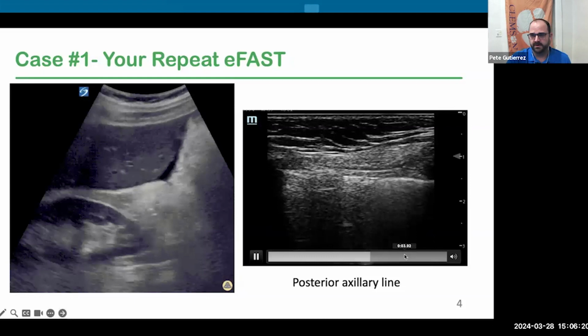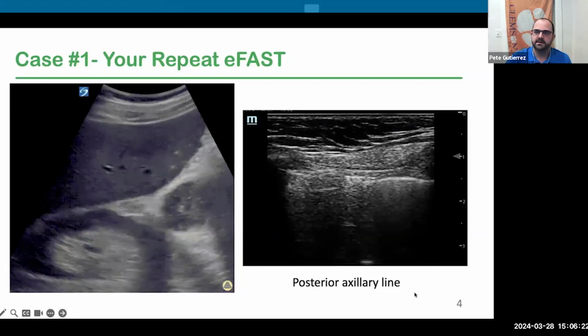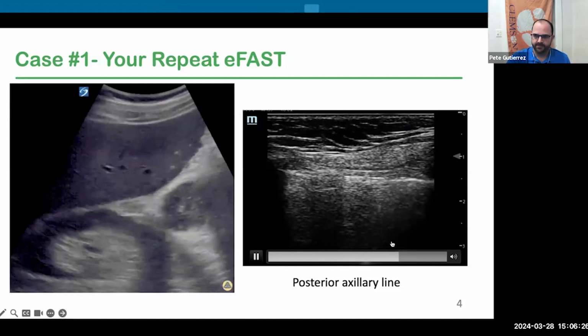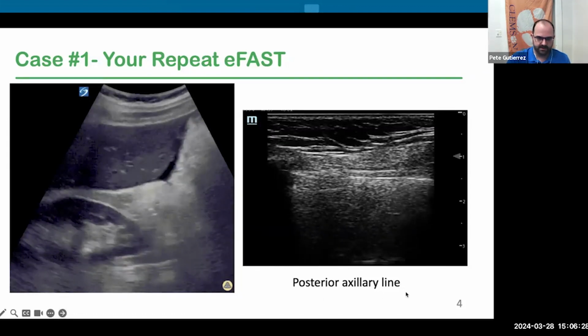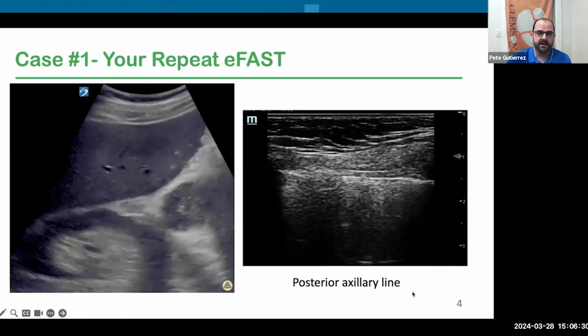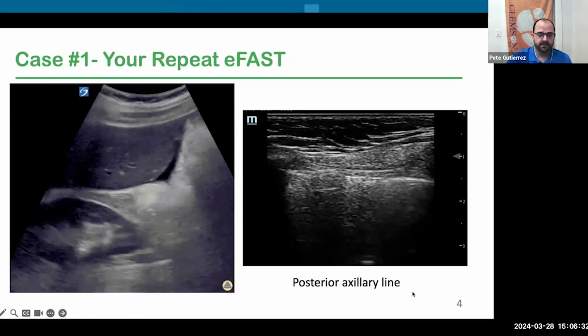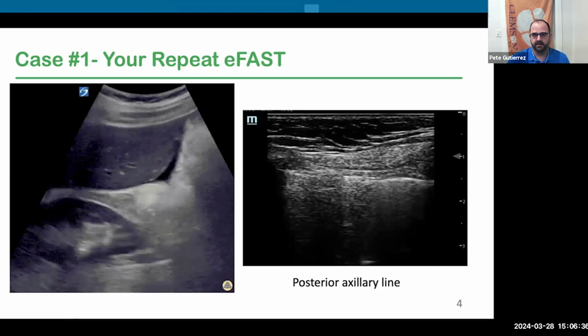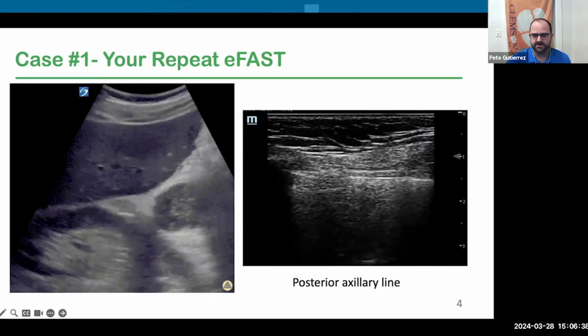But if you look at this image over here on the right, this is pathognomonic for pneumothorax, so that's a lung point, and this is found at the posterior axillary line. So in your supine patient, that indicates that this is a massive pneumothorax, so likely in tension.